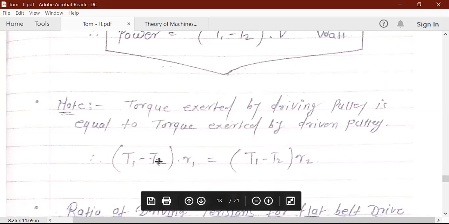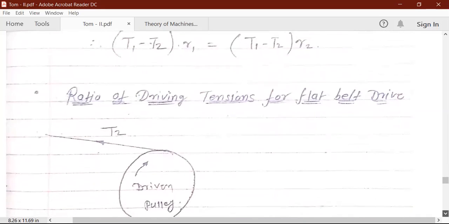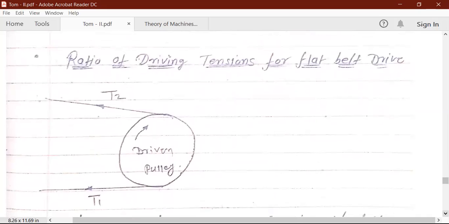So here we just equalize the torque, not the power. Okay, power is the same for your whole system. Now, this is one of the most important terms during the solving of your numericals, that is, the ratio of driving tension for a flat belt drive.